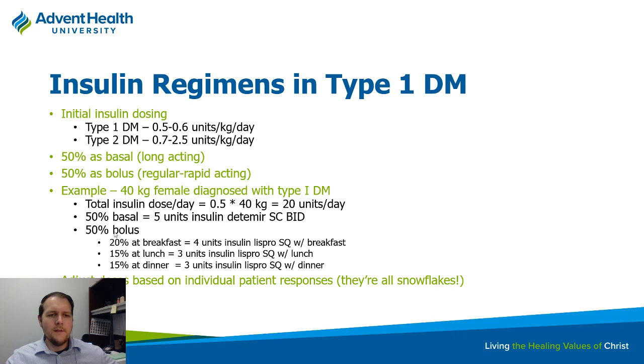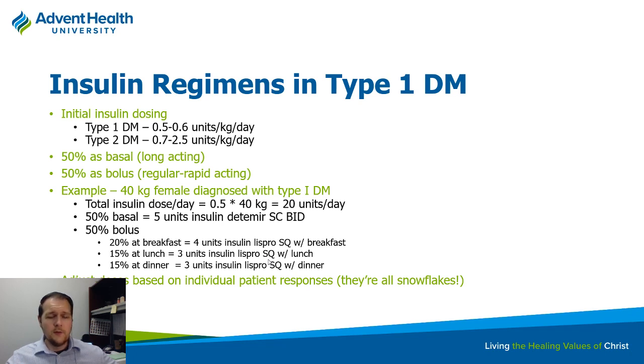And then she'll get the rest of the 50%, the other half, as bolus dosing. And this can change based on carbohydrate intake at different meal times. So if they have a breakfast that's pretty light in carbs, you may want to shuttle these extra units over to lunch or dinner time. But let's say she gets most of her carbs at breakfast. So she can get 4 units of insulin lispro sub-Q with breakfast, she'll get 3 units with lunch, and then 3 with dinner. And this is just a starter dose.